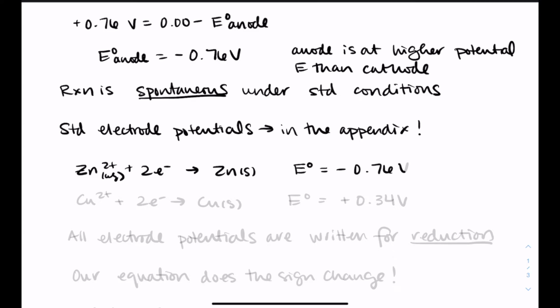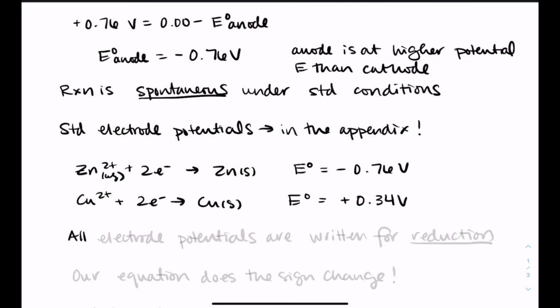Now, in the appendix, where they are listed, here's some examples of how you'll see it listed. Zinc 2 plus 2 electrons turning into solid zinc with a standard potential of negative 0.76. Copper 2 plus 2 electrons turning into solid copper with a standard potential of plus 0.34 volts. All of the electrode potentials are written for reduction. So these are reduction potentials.